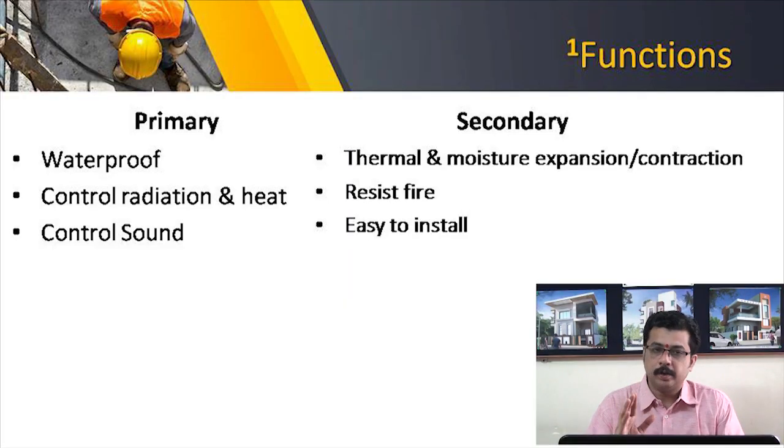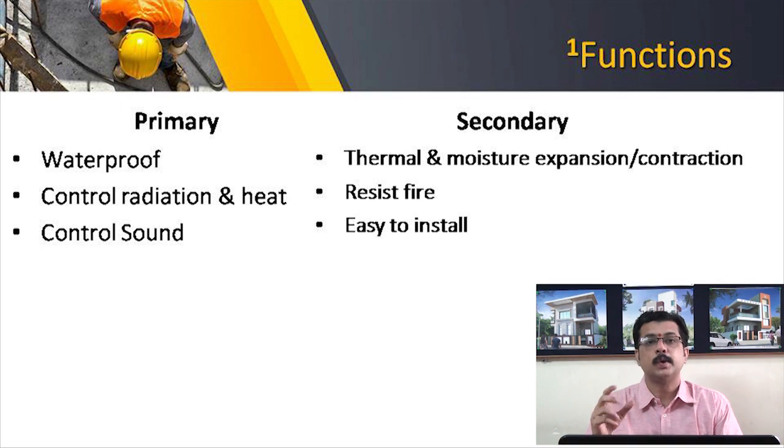Now these elements are manufactured considering these 6 factors, out of which 3 are primary and 3 are secondary. Primary factors are, it should be waterproof, okay, it should be dense, it should be compact kind of concrete element. Water should not pass through, seep into the element, so it should be waterproof. It should control radiation and heat, it should be resistant to that. It should control sound, means it should be an acoustic material.